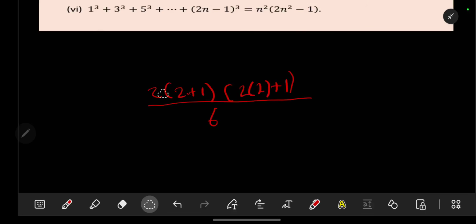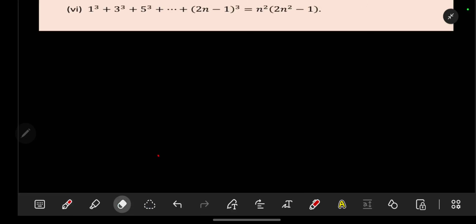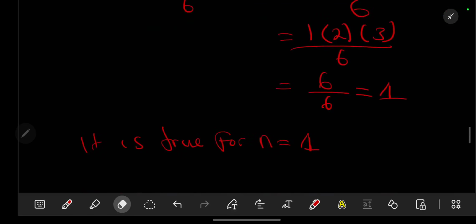So if you took this where there is n, you put 2, so it will be 2, open brackets, 2 plus 1 is 3. Then you have 2 times 2 is 4 plus 1, that's 5. Then over 6. So 2 times 3 is 6. 6 times 5 is 30, but we can just say 6 times 5 over the 6. This and this cancel. We are going to remain with a 5. So just a reminder that it will work, but does that mean for every value it will work?